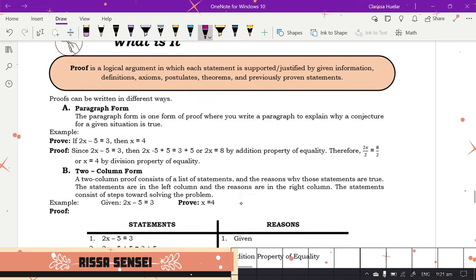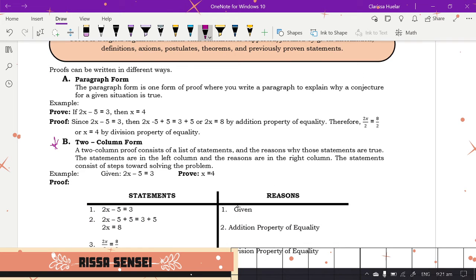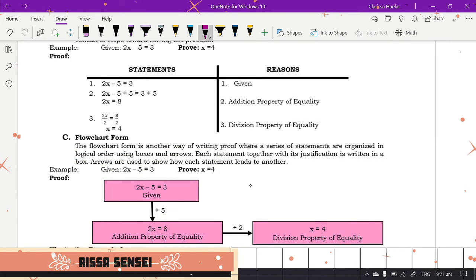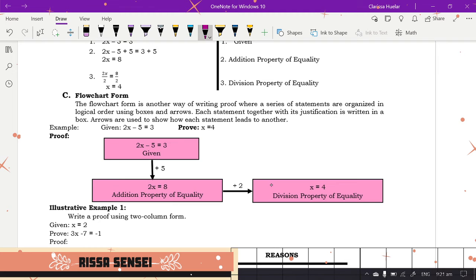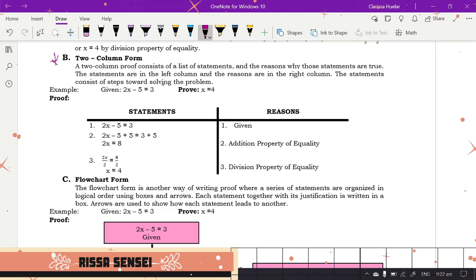By two-column proof, this is the very important form of proving, yung two-column and the flowchart. This is rarely used by teachers or mathematicians, the flowchart. Hindi siya masyadong ginagamit. Bihira ito. So, I will be discussing two-column proof na lang. For example, in two-column proof, sa left side, there'll always be the statements, and this right side will always be the reasons kung bakit ganyan yung nangyari.